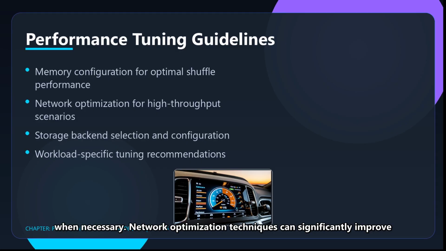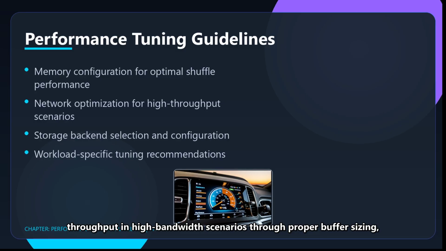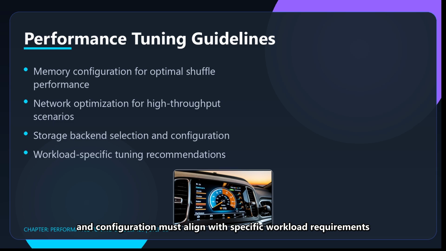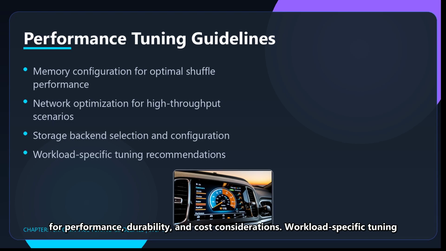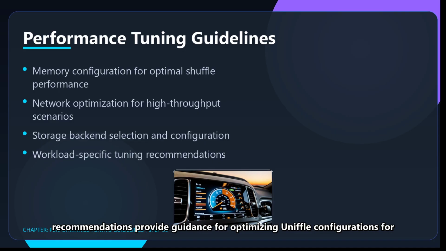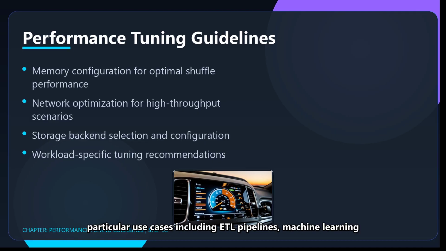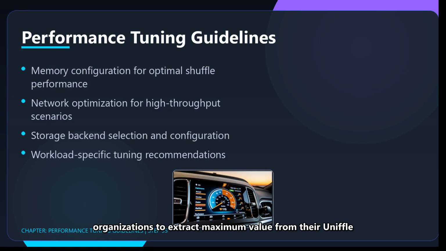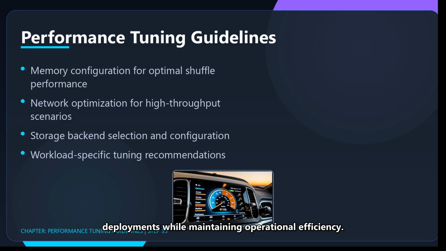Network optimization techniques can significantly improve throughput in high-bandwidth scenarios through proper buffer sizing, connection pooling, and routing configurations. Storage backend selection and configuration must align with specific workload requirements for performance, durability, and cost considerations. Workload-specific tuning recommendations provide guidance for optimizing Uniffle configurations for particular use cases including ETL pipelines, machine learning training, and real-time analytics. These tuning practices enable organizations to extract maximum value from their Uniffle deployments while maintaining operational efficiency.